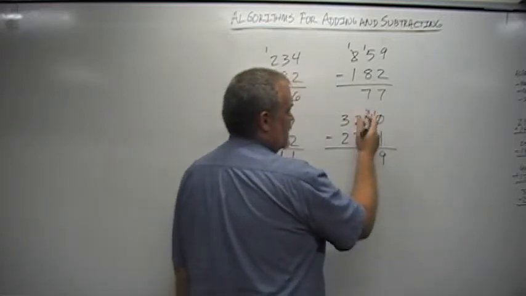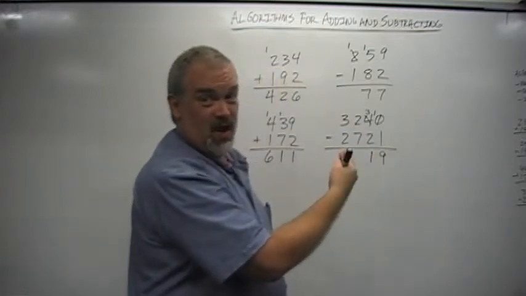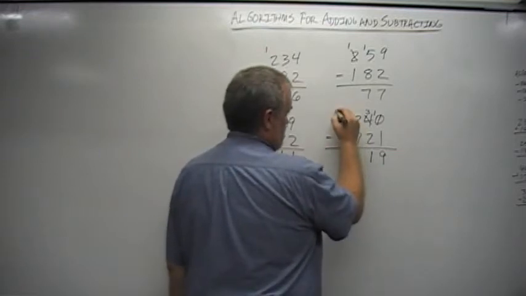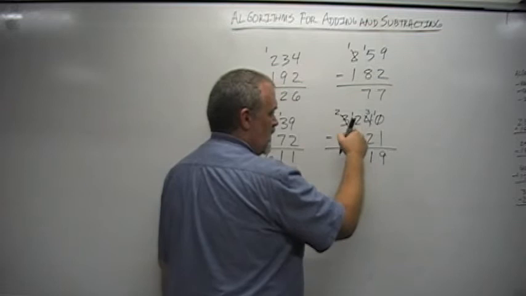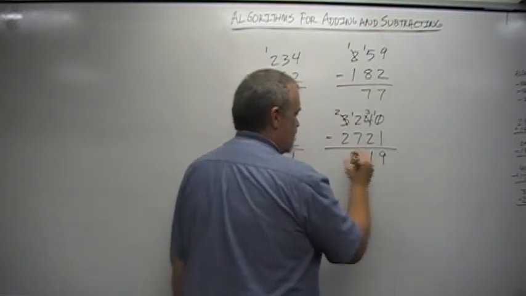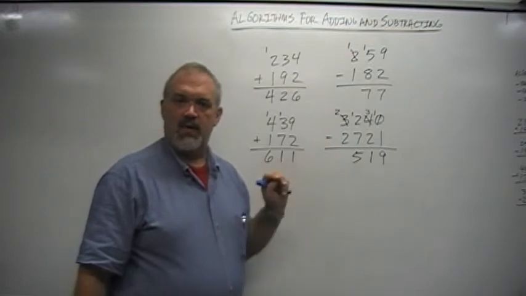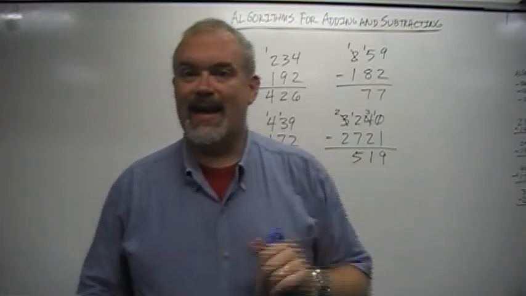Next column, 3 take away 2 is 1. Now I have 2 take away 7, so I have a problem again. I'm going to have to borrow from the next column. So this 3 becomes a 2. And that extra 1 goes there. 12 take away 7 is 5. And then my last column again is 2 minus 2 is 0, so I don't have to write that. And that is algorithms for adding and subtracting.